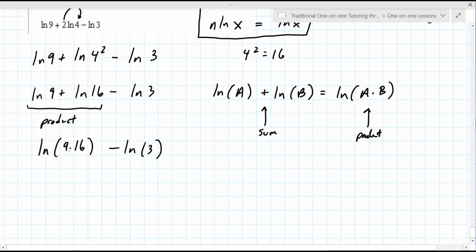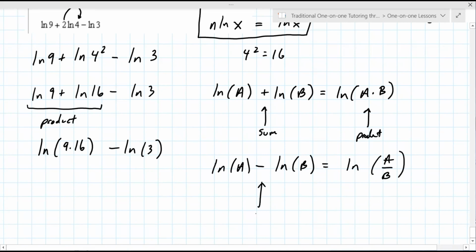Okay, and if you've got a calculator, you can get that number here. We're going to actually do some division, so we don't need to do it quite yet, but the next property is the natural log of A minus the natural log of B becomes the natural log of A over B. So this difference becomes a quotient.